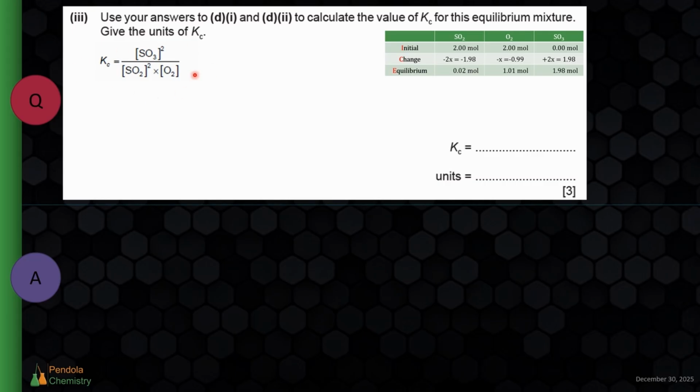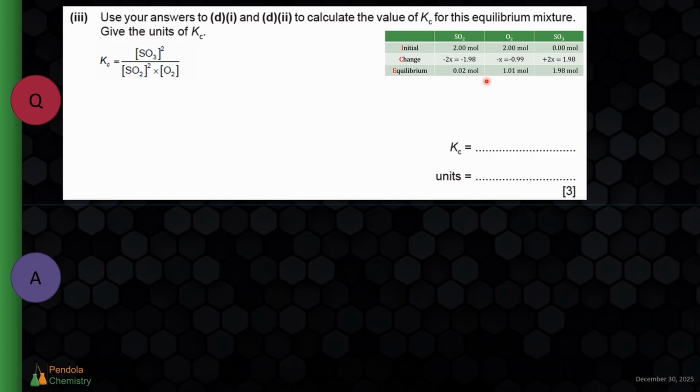So here we have the equilibrium expression that we worked on in part 1, and we have the equilibrium amount of each of the reactants and products. But you have to be careful. For the equilibrium expression, we have brackets, which means we need to use concentrations. Whereas for the part 2 problem, we have moles as our answer for the equilibrium. So we need to convert all of these moles into concentrations.